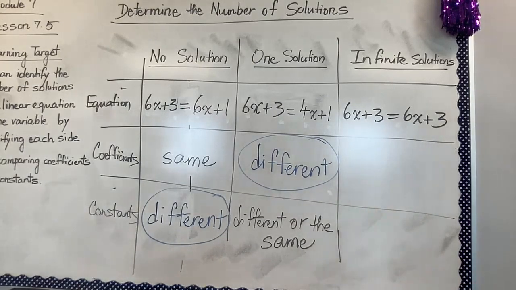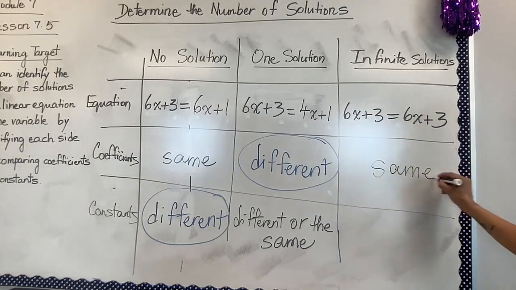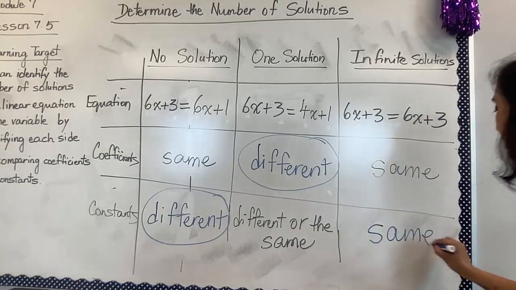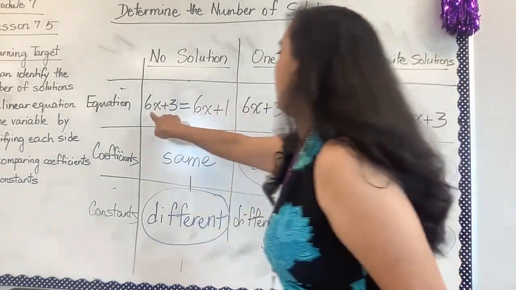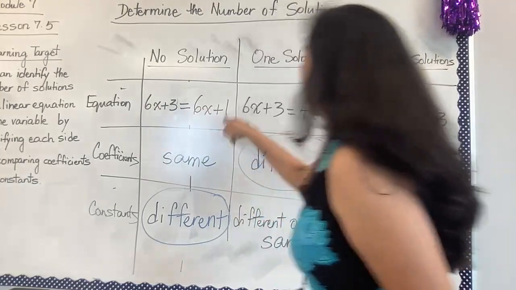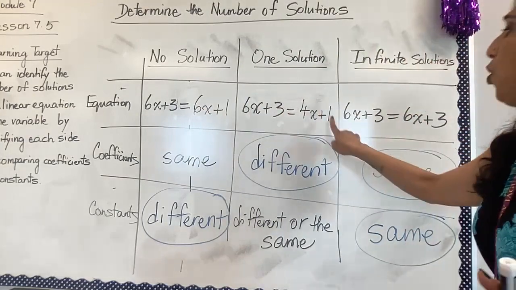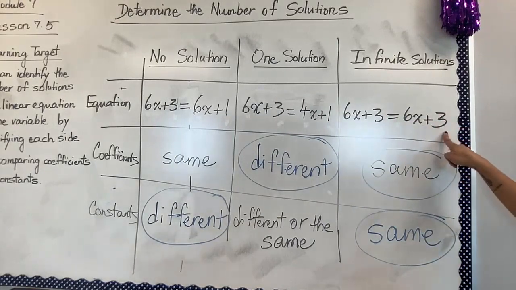Let's look at the infinite solutions. What about the coefficients? Both of them are the same. What about the constants? The constants are also the same. So this is the same and this is the same, and that gives you infinite solutions. I just wanted you to look at that really quick. So once again, for no solution, the coefficients will be the same, but the constants will be different. For one solution, coefficients will be different, and constants can be the same or different. For infinite solutions, the coefficients are the same and the constants are the same.